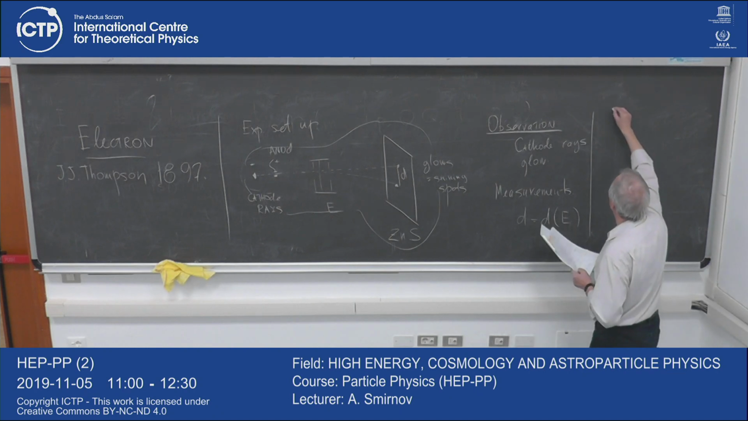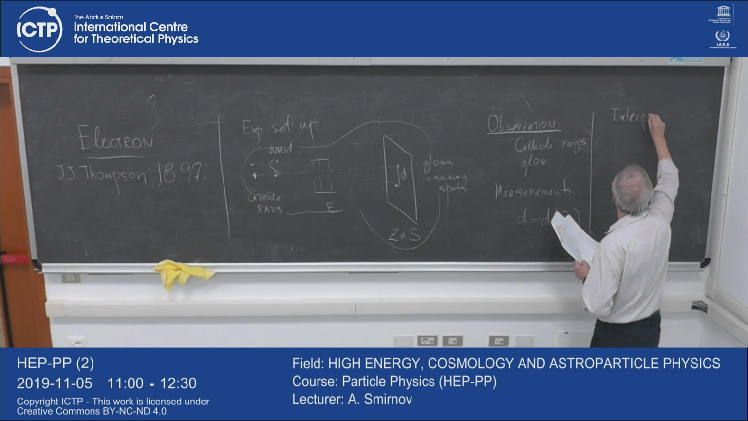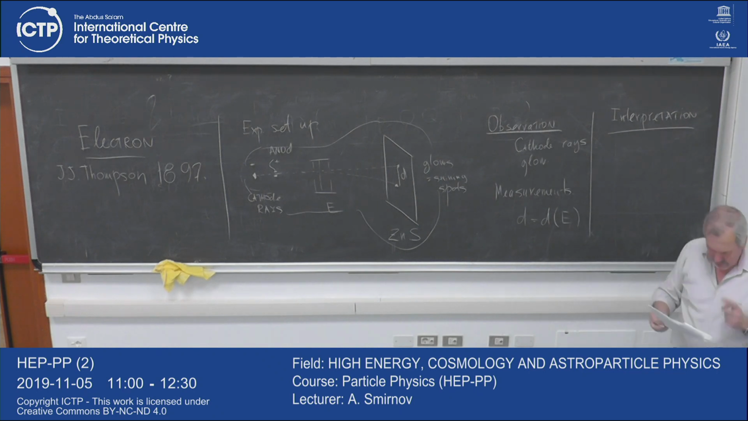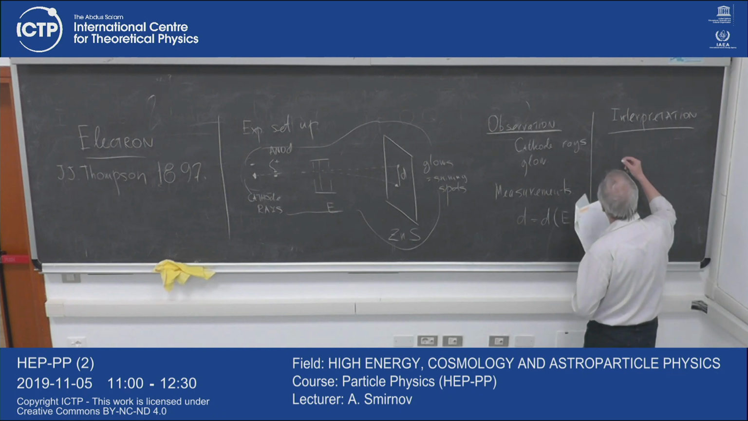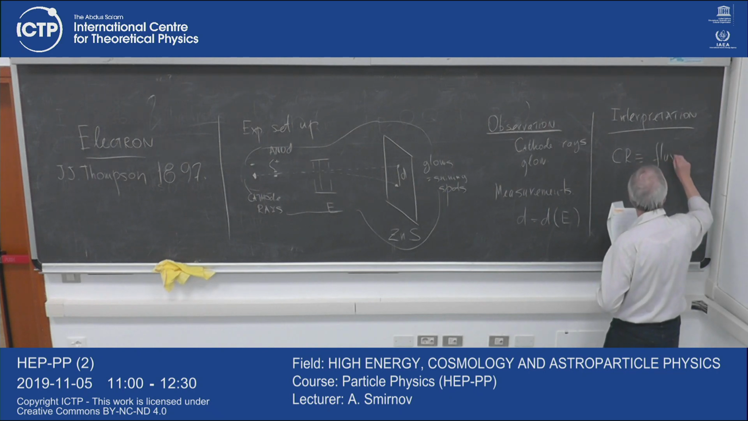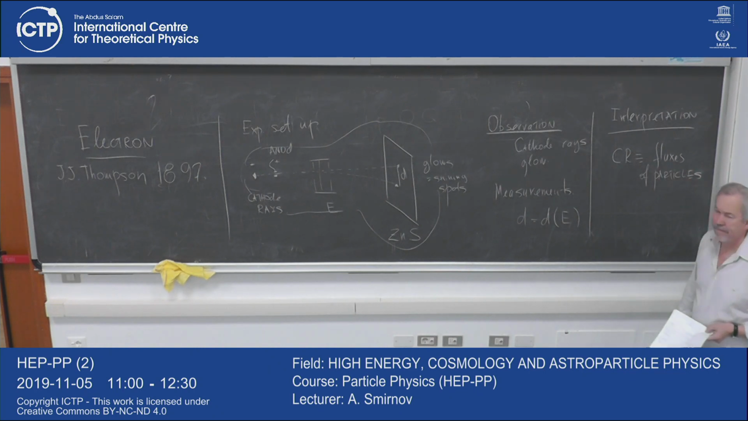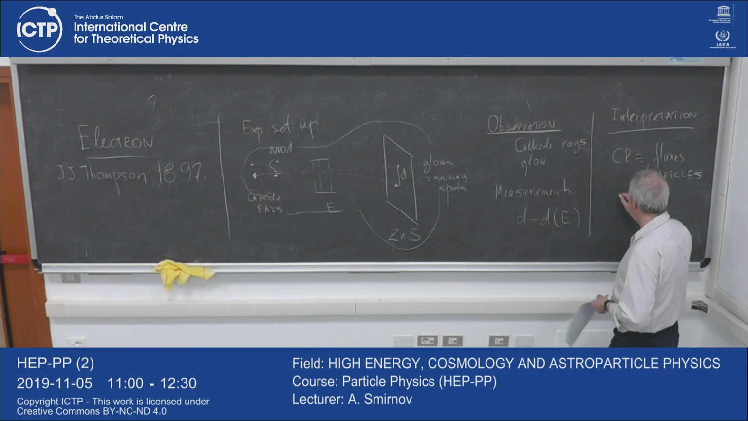Now, what is interpretation? Well, actually, interpretation was even proposed before Thomson. And it was proposed that probably these cathode rays are fluxes of particles emitted from cathode. So these particles have certain mass, particles with mass, and electric charge.